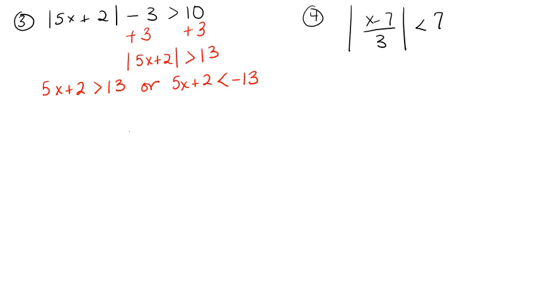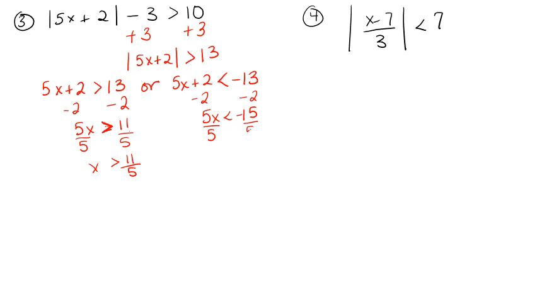Now I solve the two inequalities. I'm going to subtract 2 and divide by 5. Subtract 2. 5x is greater than 11. Divide by 5. X is greater than 11 over 5, which is 2 point something. Subtract 2. 5x is less than negative 15. Divide by 5. X is less than negative 3.